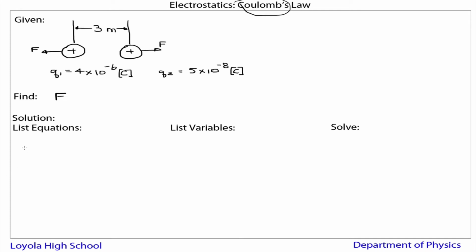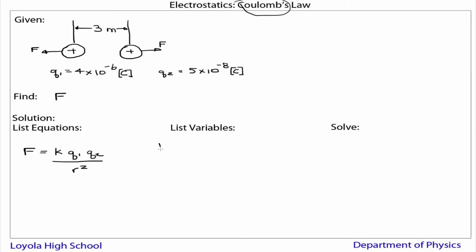For charged particles, we have a new equation called Coulomb's law. It looks like this: F equals K, which is a number I'll show you, times Q1, that charge we saw, times Q2, divided by the distance between them squared. So the magnitudes of the charges Q1 and Q2 are given here, K is a constant, and we're going to divide by the distance squared.